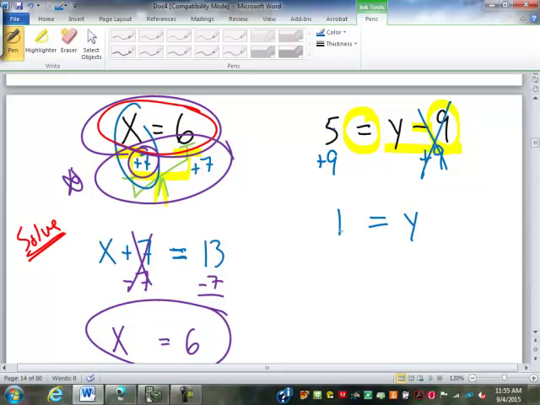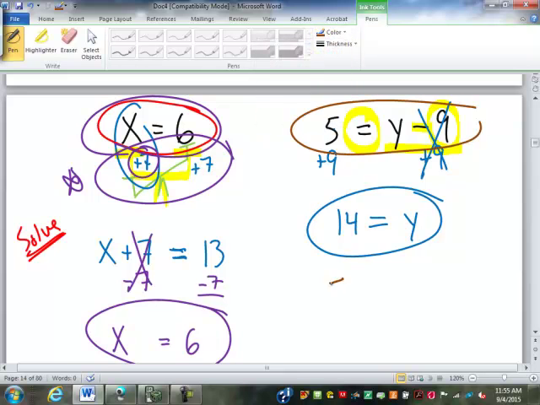So 5 plus 9 is 14. So y equals 14. Now if we get to this point and we're not sure of ourselves, we can always go back to this original equation and we can replace the variable with the 14.